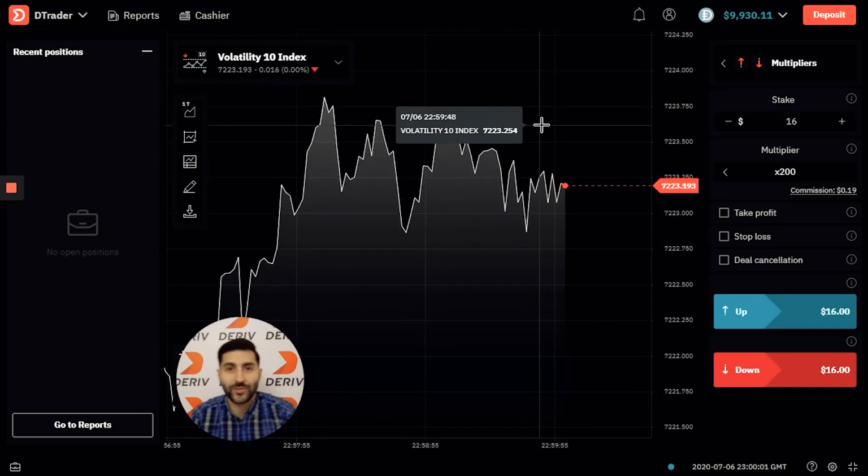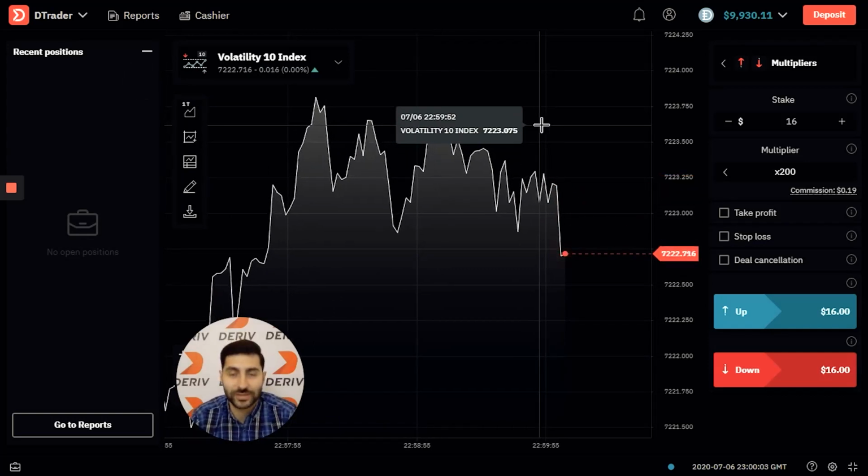And so there you have it. Those are all the key features that we have implemented into multipliers.